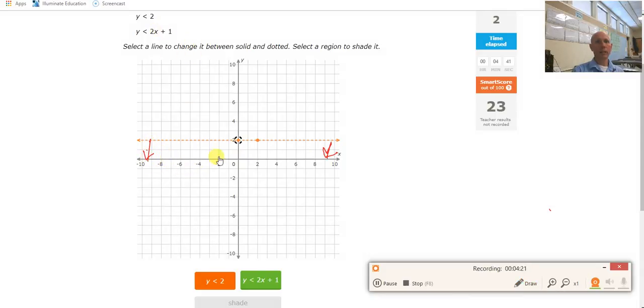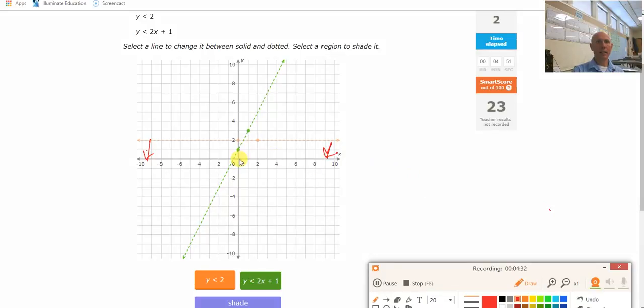Now I'm going to graph the next line. I'm starting at 1. I'm going up 2 over 1. It is also dashed. Now I'm going to test it against 0, 0. 0 is less than 0 plus 1. 0 is less than 1. That is true. So 0, 0 is true for the green line, which means I'm shading under the green line. So the area under both of these is right in here. This is a true area.